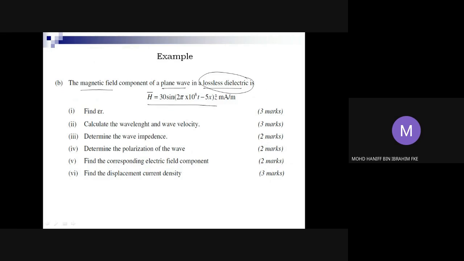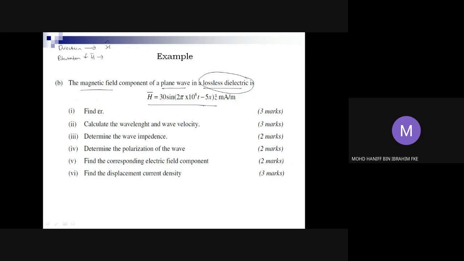Okay, so based on this equation, it is good if we can extract important information from this wave equation. The first thing that we have to understand is the direction of the wave. So the direction of the wave should be in the x direction. So that should be the direction of your wave, which is in the x direction. And the H field polarization.